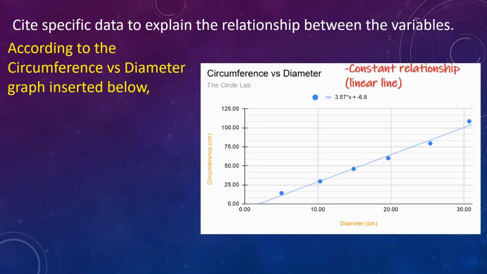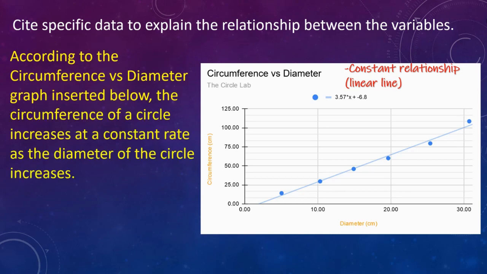Okay, now what? What are we trying to explain here? It is best to start with the overall relationship. The graph shows a linear relationship, so we can say that the circumference of a circle increases at a constant rate as the diameter of the circle increases. Okay, that's a good first sentence. You're really summarizing the relationship between those two variables in a really concise, simple way.